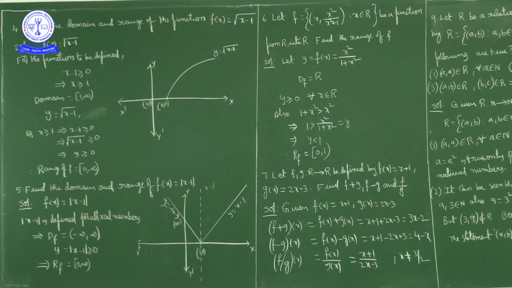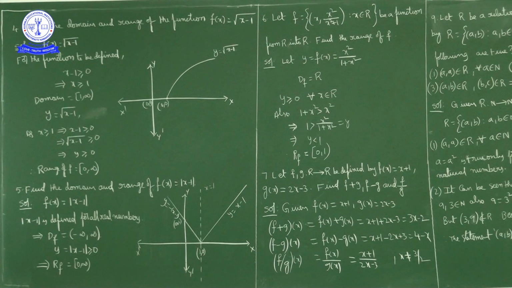Next question, similar question. Find domain and range of the function f of x is equal to modulus of x minus 1. Mod function is defined for all real numbers. So f of x equal to mod x minus 1 is defined for all real numbers. So the domain of the function is all real numbers, nothing but minus infinity to plus infinity.